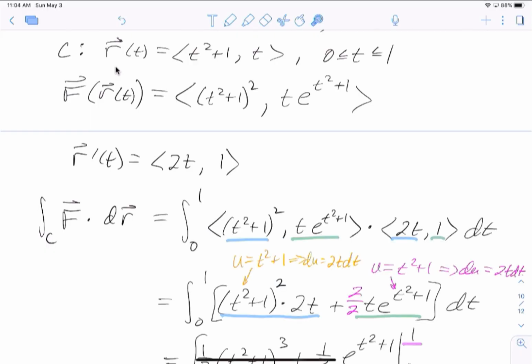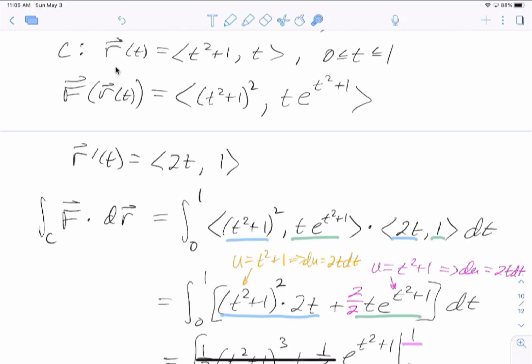All right, let's see what we have. The dot product gives us t squared plus 1, the quantity squared, times 2t, plus t e to the t squared plus 1 times 1. Now you see that written kind of a lot here. What I'm noting here is that for t squared plus 1, the quantity squared, if I consider u to be t squared plus 1, du is 2t dt, and I have a factor of du right next to this, so I'm actually just going to use the power rule there.